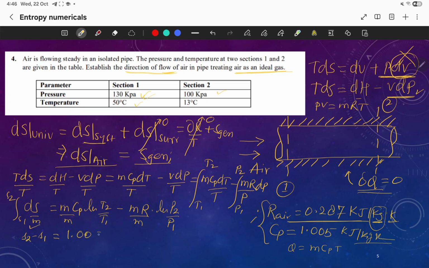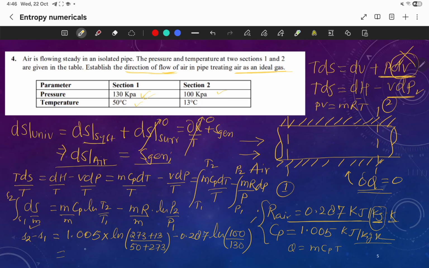Okay, so this will be 1.005 into ln T2 upon T1. T2 is 273 plus 13 divided by T1, which is 50 plus 273. Okay, this will be, what is the value of R? 0.0287 into ln P2 upon P1, where P2 is 100 kPa and P1 is 130 kPa. Okay, just do this calculation.